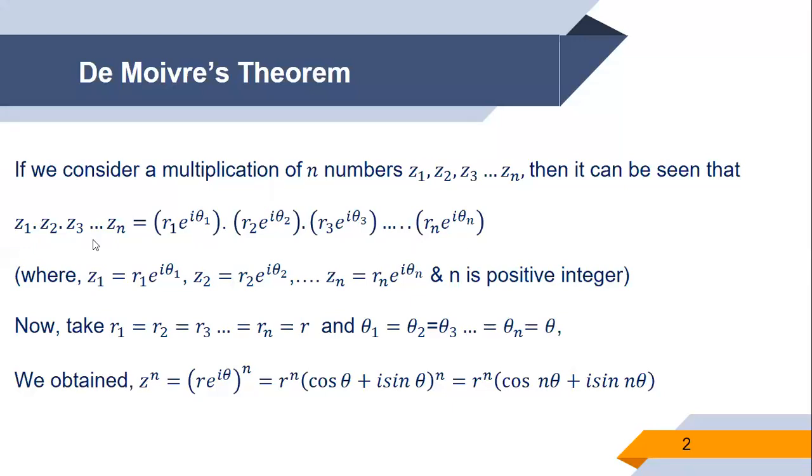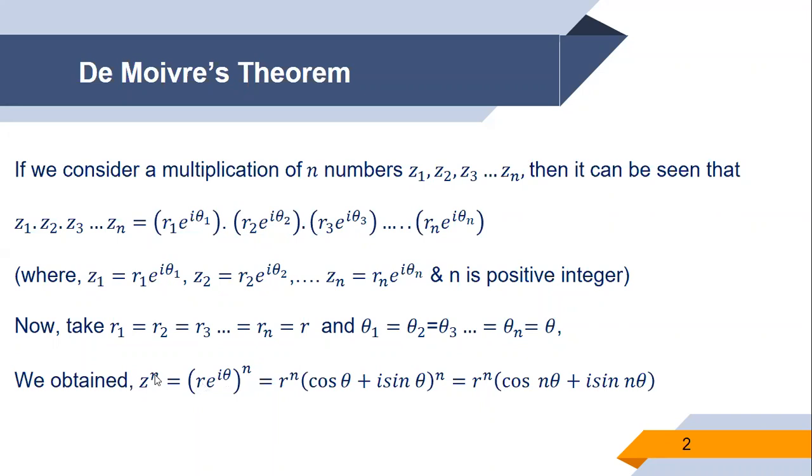Now, in this equation, we can take r1, r2, r3 up to rn equal to r. That means r1 is r, r2 is r, up to rn is r. Similarly, theta 1 is equal to theta 2 is equal to theta 3, and all values we consider theta. Then we obtain z1 is z, z2 is z, z3 is z, zn is also z. So z is n times, so we write z raised to n, which is r e raised to i theta, raised to n. So r is n times, e raised to i theta is also n times.